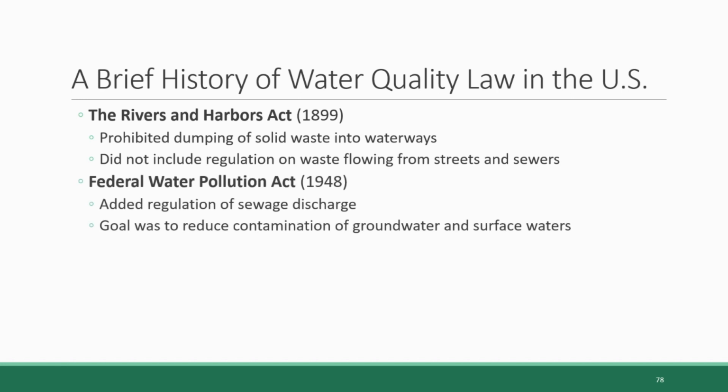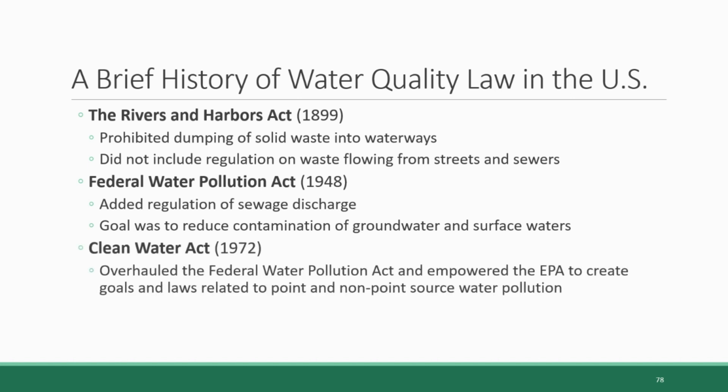In 1948, the Federal Water Pollution Act was passed, which added regulation of sewage discharge to the laws on the books. And the goal here was to reduce contamination of groundwater and surface waters. Then in 1972, the Clean Water Act was passed. The Clean Water Act was a sweeping piece of legislation that today remains the primary set of laws addressing water pollution at a federal level. The Clean Water Act overhauled its predecessor, the Federal Water Pollution Act, and established regulations for industrial and municipal discharge of pollution into waterways.